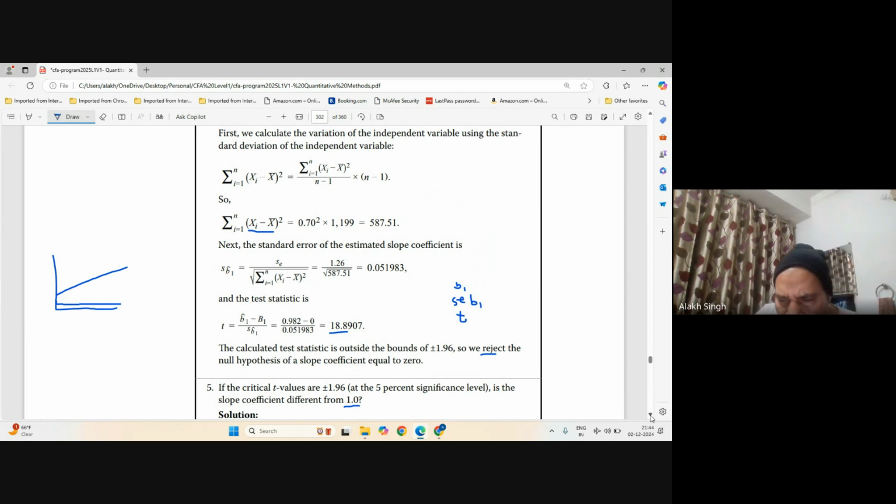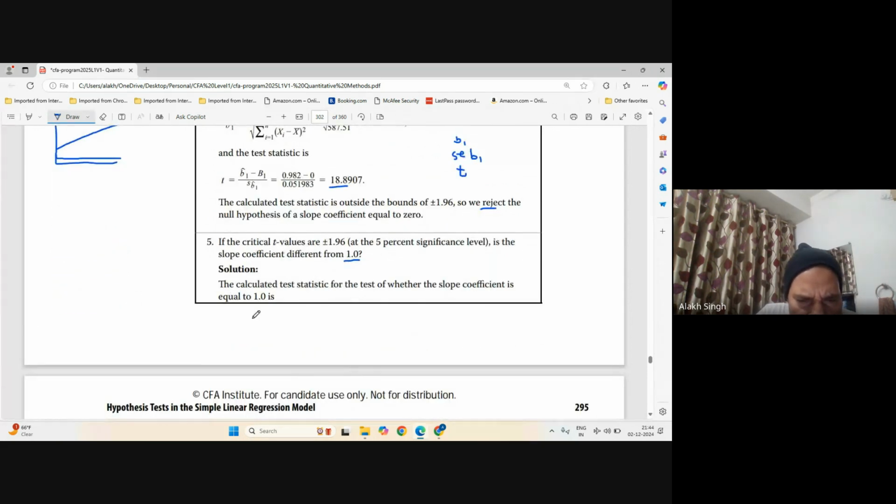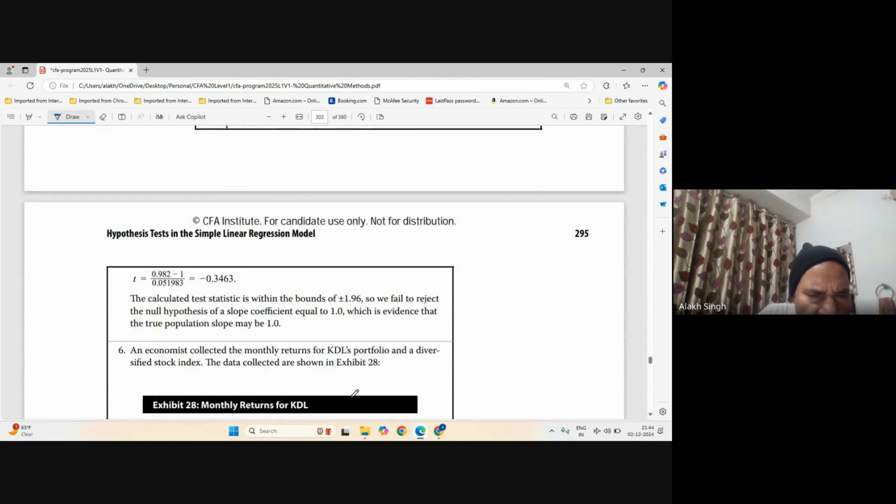So here T will be insignificant. The calculated slope coefficient is equal to 1. What is the T statistic? Minus 0.3463 is within the band. We fail to reject H0.